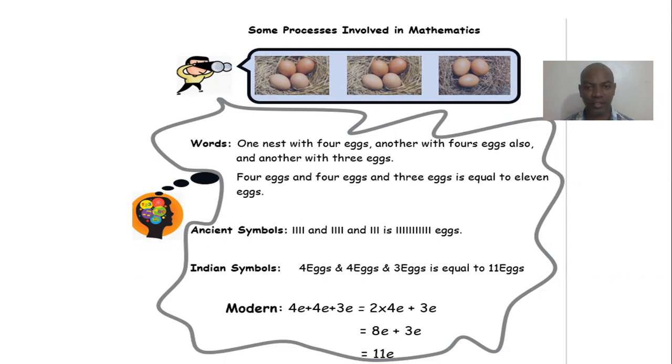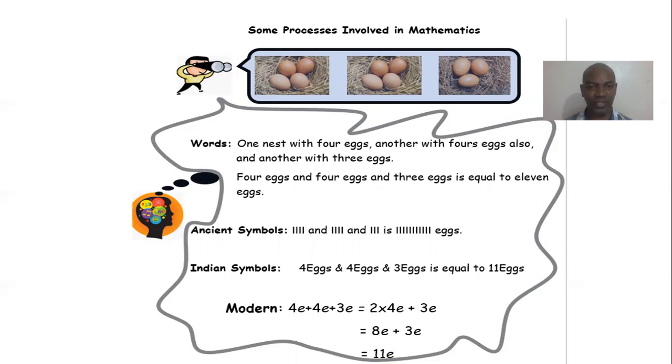As you look at this image, you are perceiving, and words such as one nest with 4 eggs, another with 4 eggs, also another with 3 eggs will come into your mind, right? These words will automatically appear in your mind because you are perceiving this image: 4 eggs and 4 eggs and 3 is equal to 11 eggs, because apart from qualifying, we are quantifying also.